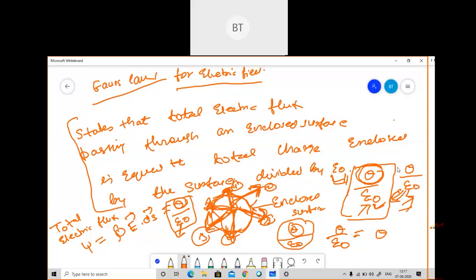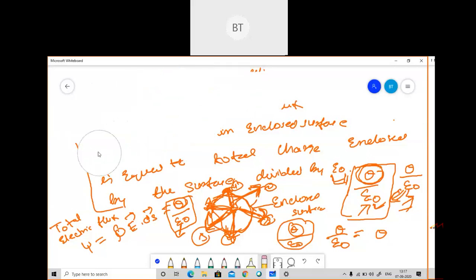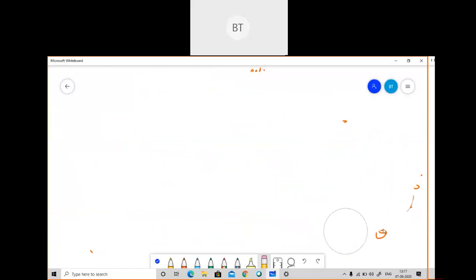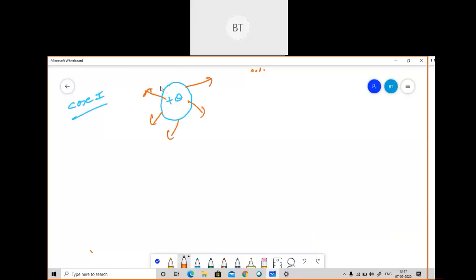Now I will take some cases, and based on those cases I will explain Gauss law. So let's take first case number 1. In that case 1, suppose our enclosed surface is this one. This is our enclosed surface, and here I am putting a positive Q charge. If positive Q charge is there, then the direction will be outward like this, like this. This you need to draw.